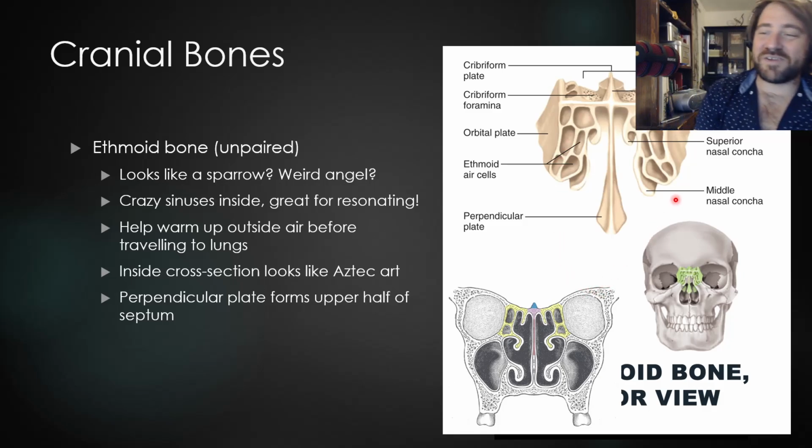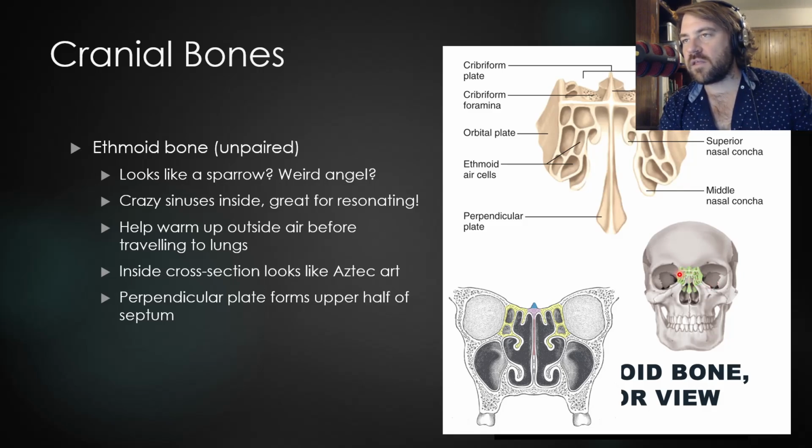I don't have a picture of it right now. Actually, I do have a picture of it right now. So here's the perpendicular plate of the ethmoid bone. It's the top half of the septum. And if you look at this highlighted in green, that's, of course, the ethmoid bone that we're looking at. Here's the perpendicular plate. And below it, that is part of the septum but isn't highlighted in green, that's the vomer.